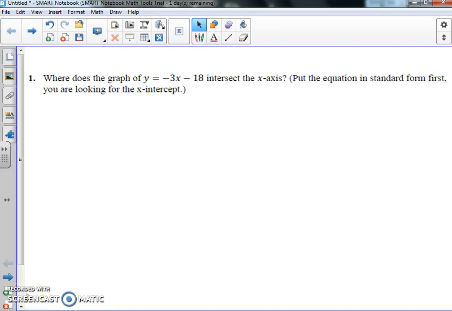Right, so here's the study guide. Number 1, where does the graph of y equals negative 3x minus 18 intersect the x-axis? Put the equation in standard form first.